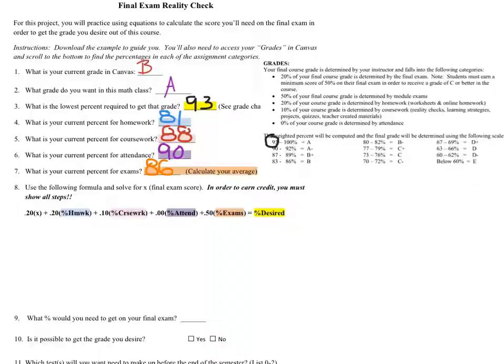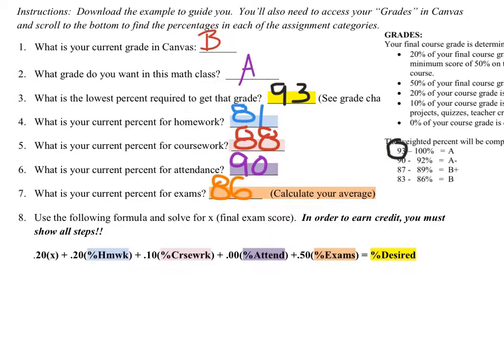So from these values now, we can work with the equation here at the bottom for number 8. Use the following formula to solve for X, the final exam score. In order to earn credit, you must show all the steps. So all we're going to do is simply replace the values that we found. Like the percent of homework there in blue is the percent of homework that we have there up at 81. And of course, yours may be a little different. Then for coursework, we said that it was at 88% there. And then we got our percentage for attendance. We said was 90%. And then the percent for exams was 86%.